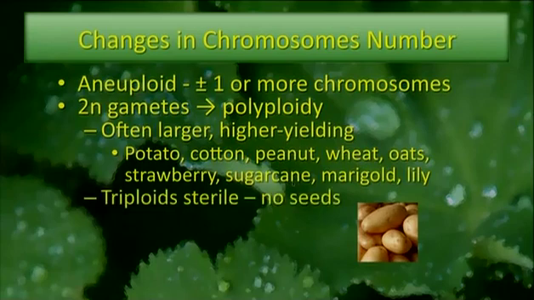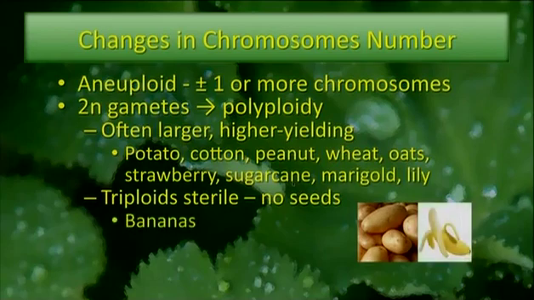Now remember that triploids tend to be sterile. They have no seeds, so seedless watermelon, and also bananas are triploids. That's why there are those little black dots in the bananas, there are no seeds, in what are cultivated bananas.